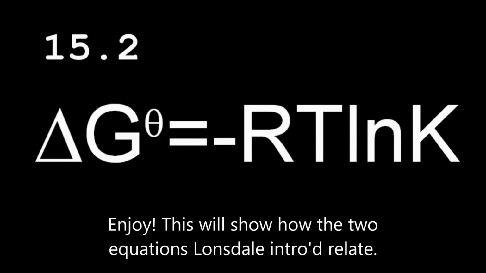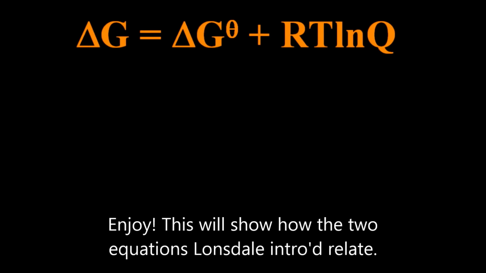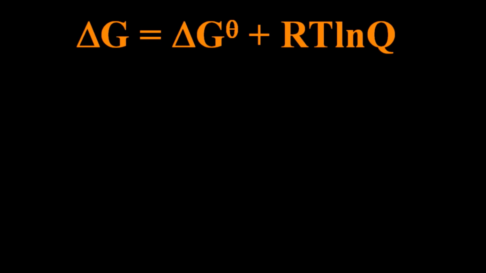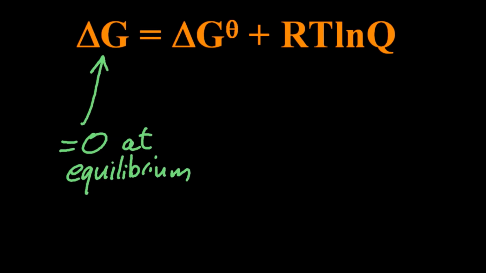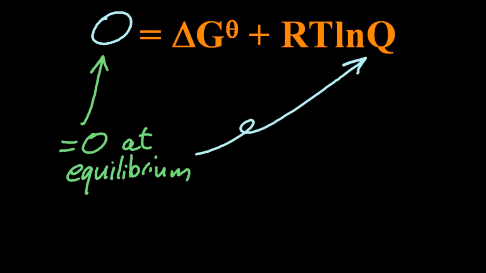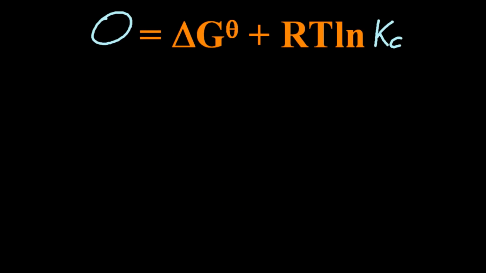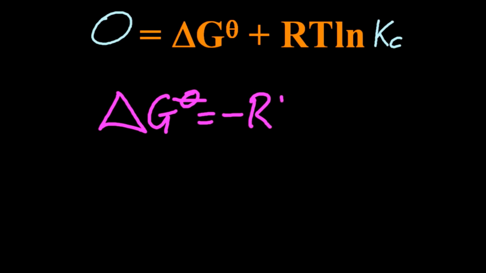So I struggled with this one a little bit, and let me illuminate those struggles for you. This equation, you don't need to know it, it's not in the data booklet, but I think it helps. The delta G on the left, when that's 0, you are at equilibrium, and therefore Q, the reaction quotient, turns into Kc, the equilibrium constant. Rearrange that to get delta G theta equals negative RT ln Kc.